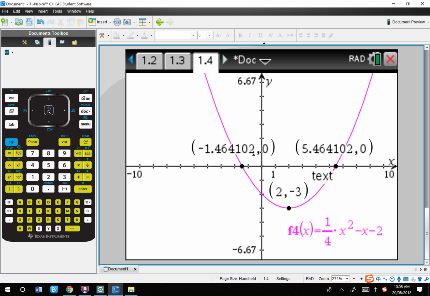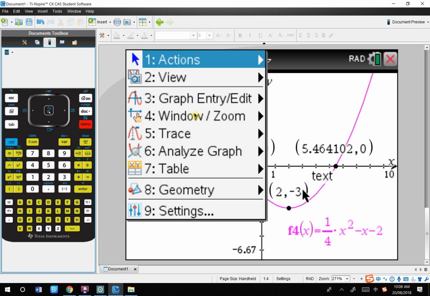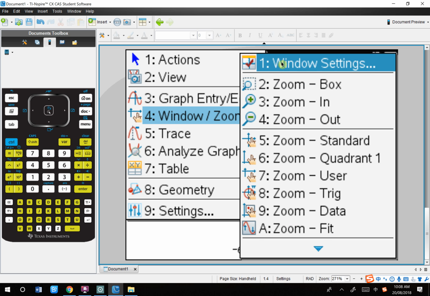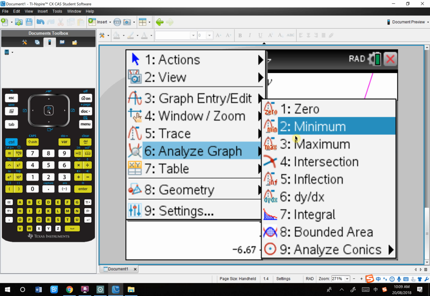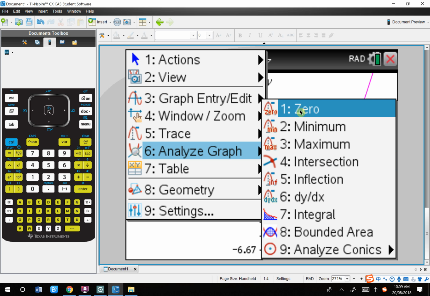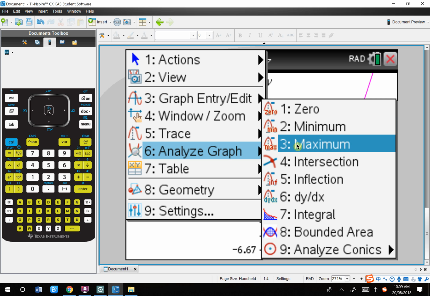So what we have done in the calculator page, we have learned how to go to window zoom to see a proper graph. If your graph is not shown on the window page, you need to adjust the window to make the graph visible or make the graph look good. What other things we have done is analyze the graph: 1 is solve for x-intercept. Minimum, maximum is to find the minimum turning point or maximum turning point.